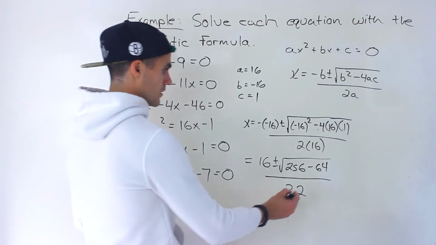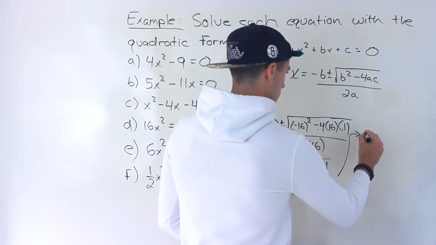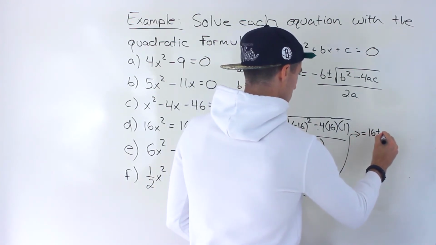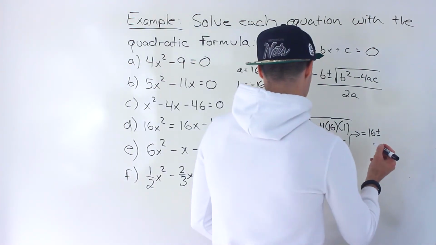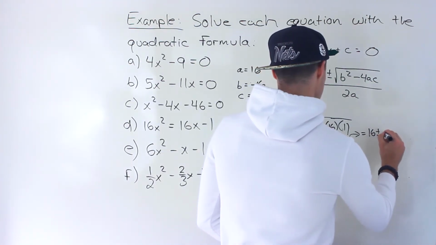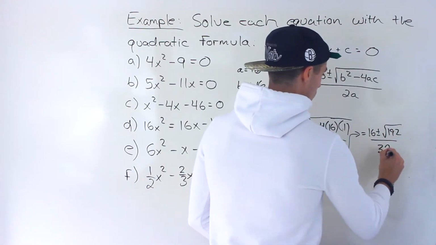And then we'll end up with, let's continue over here. So we'll have 16 plus or minus the square root of 256 minus 64, which would give us 192, square root of 192. And then that's going to be all over 32.